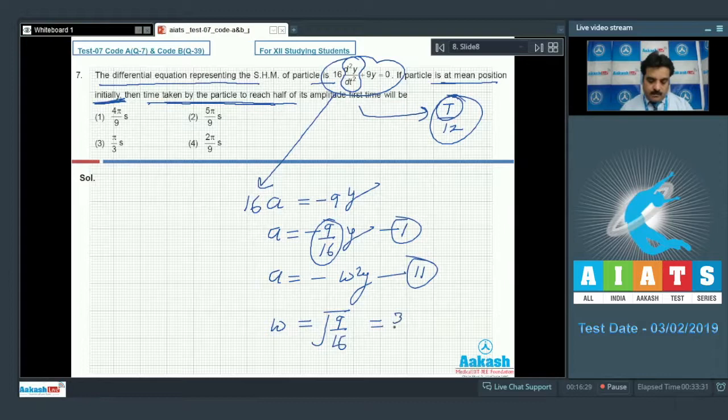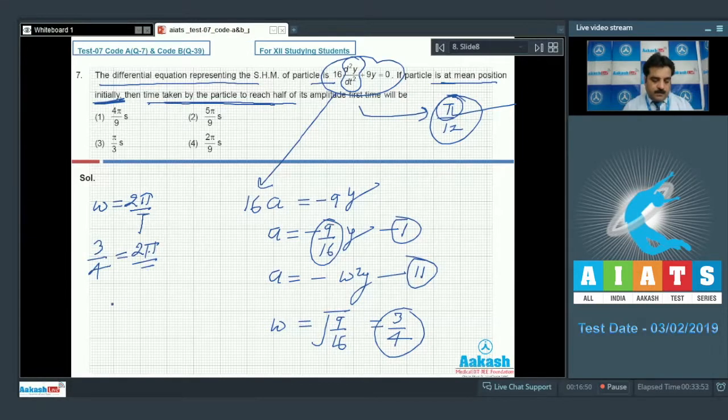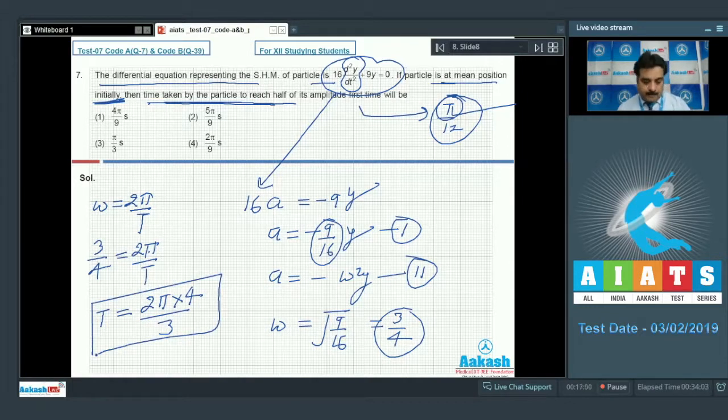So you will get 3 upon 4, and this is the value of omega. So by this value, I can calculate the value of T. You know omega is equal to 2 pi upon T, because you know the value of omega is 3 upon 4, 2 pi by T. So I can calculate the value of T is 2 pi into 4 by 3. So that will give you the value of time period.